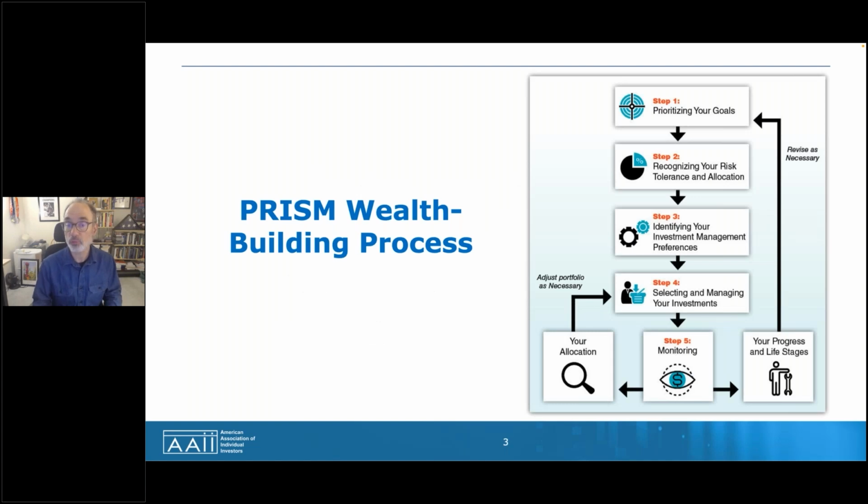And the 5 steps of PRISM really are these: prioritizing your goals. We'll talk about this. Recognizing your risk tolerance and allocation, identifying your investment management preferences, selecting and managing your investments, and then finally monitoring. So at a very high level, it really is, what goals are you trying to meet? What is your ability to tolerate volatility and risk in your market, to risk of a shortfall in terms of your portfolio? What type of allocation strategy can you stick with? What preferences do you have?